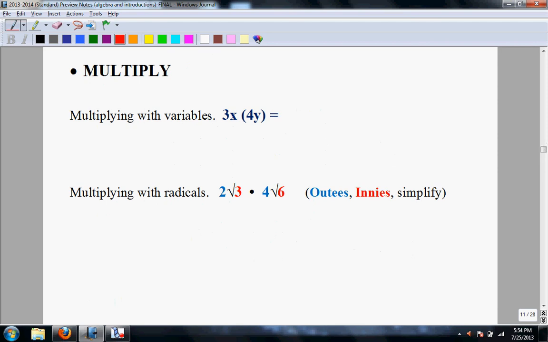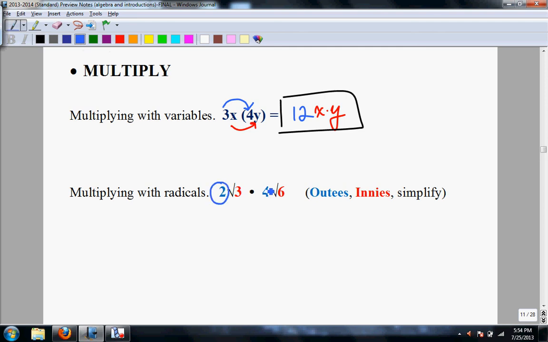Now when you multiply, stuff does kind of happen. When you multiply with variables, technically we're doing it twice. First we multiply the numbers, 3 times 4, which is 12, and then we multiply the variables, x times y, except that's as far as you can go here. When you're dealing with radicals, you're going to work with what I call outies and innies. When you multiply radicals, you do outies, innies, and simplify. Outies, innies, simplify. Let me give you an example.